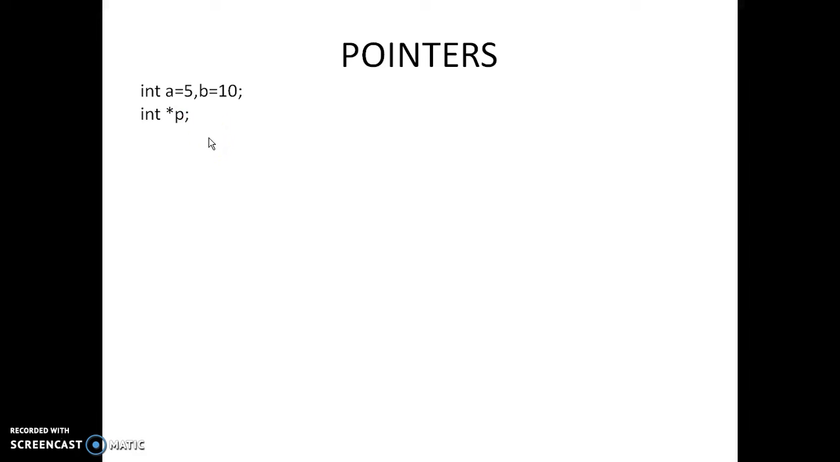Now how to put an address into a pointer? This is how we are going to make some value to be stored in p. So p = &a. The ampersand here represents the address. So the address of a is now being stored in p. So p is now pointing to a. That is how we call it.